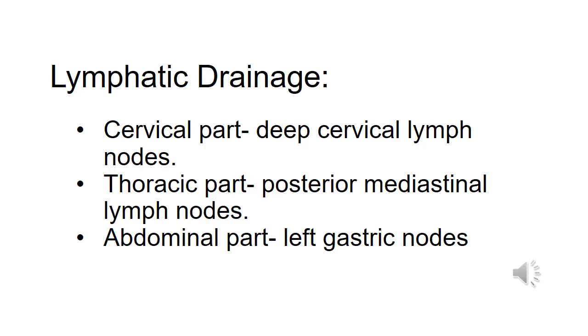Talking about lymphatic drainage of the esophagus, the cervical part of the esophagus drains to the deep cervical lymph nodes, the thoracic part to the posterior mediastinal lymph nodes, while the abdominal part drains to the left gastric nodes. That's all about the anatomical features, relations, and blood supply of the esophagus.